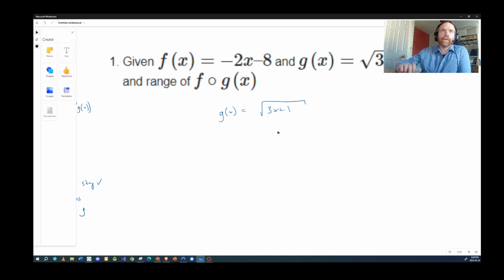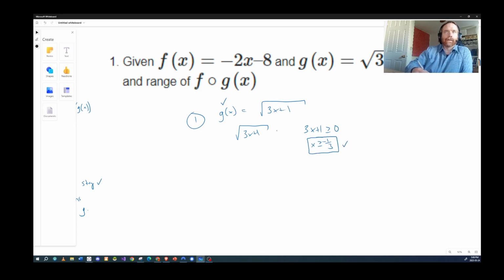Now you know that whatever's under the root must be bigger than or equal to 0, and thus x must be bigger than or equal to negative 1/3. Okay, this is step 1 of your domain. Remember, it's always a two-step process. Find the domain of the inside function, and you have to keep that restriction. So that restriction is good.